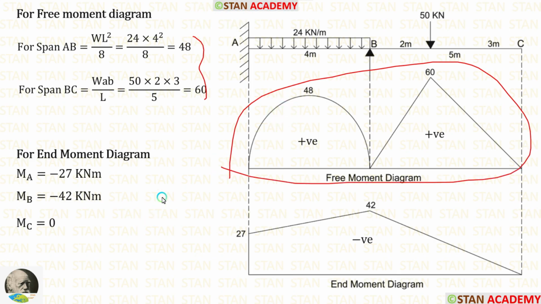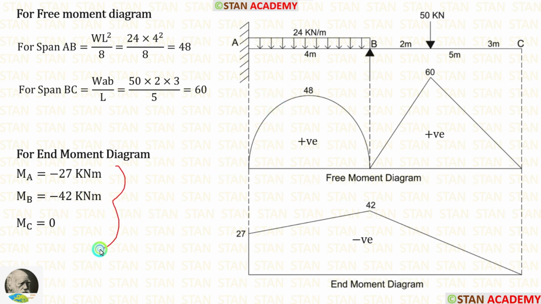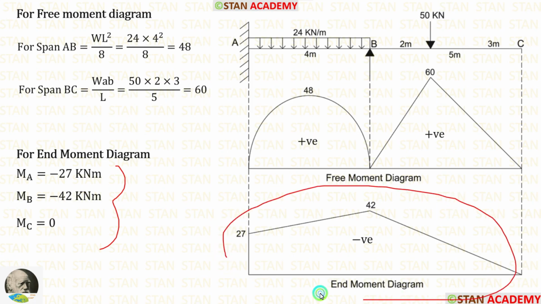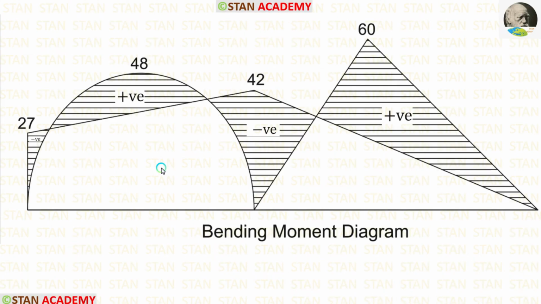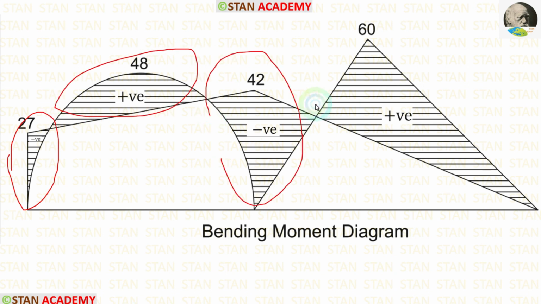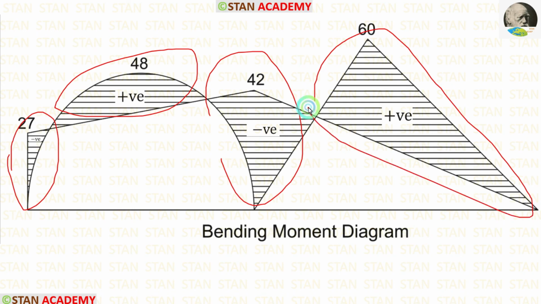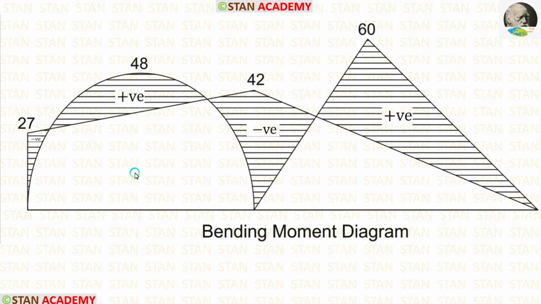We have already seen that. Using the end moments, we can make the end moment diagram. Then we have to combine both of the diagrams. Wherever they are acting alone, without mingling, we can mark the values with the signs. Here the end moment diagram, here the free moment diagram, end moment diagram, and finally the free moment diagram. Wherever they are acting together, we are not marking anything, we just keep the space empty.